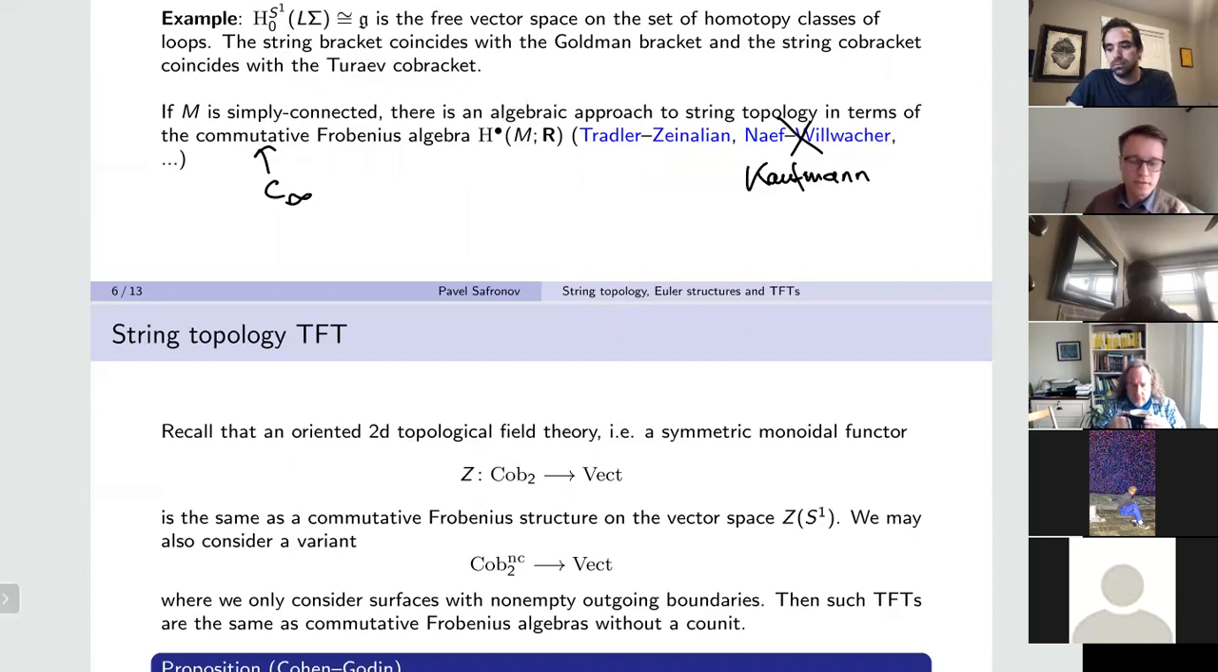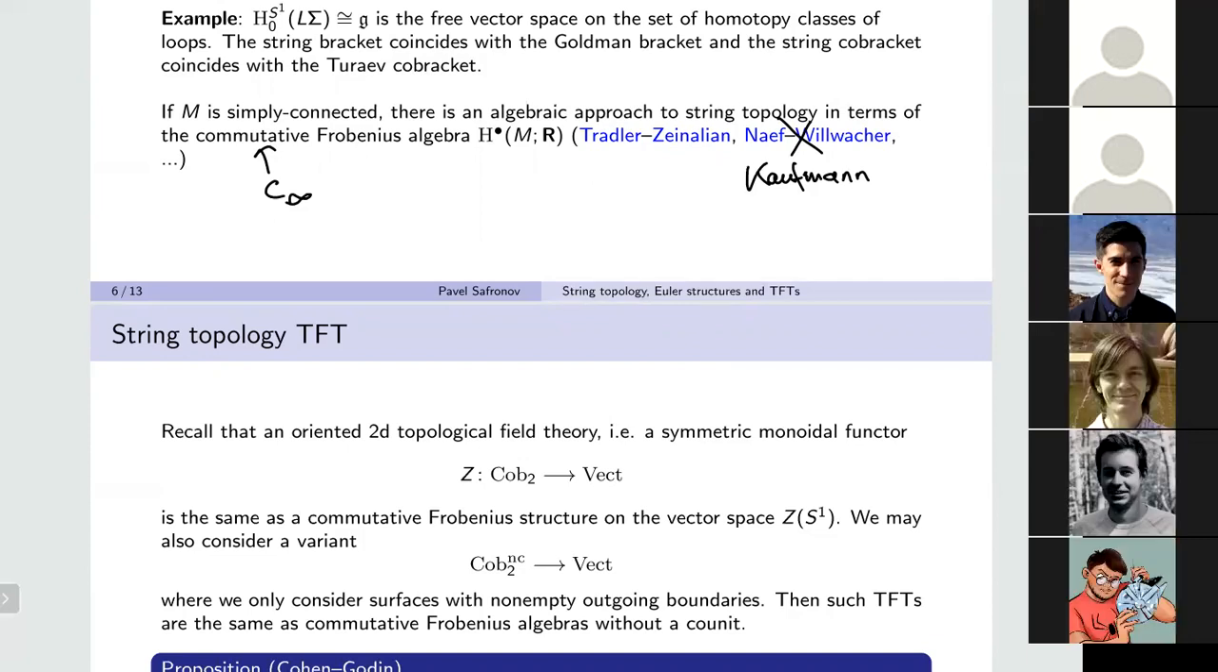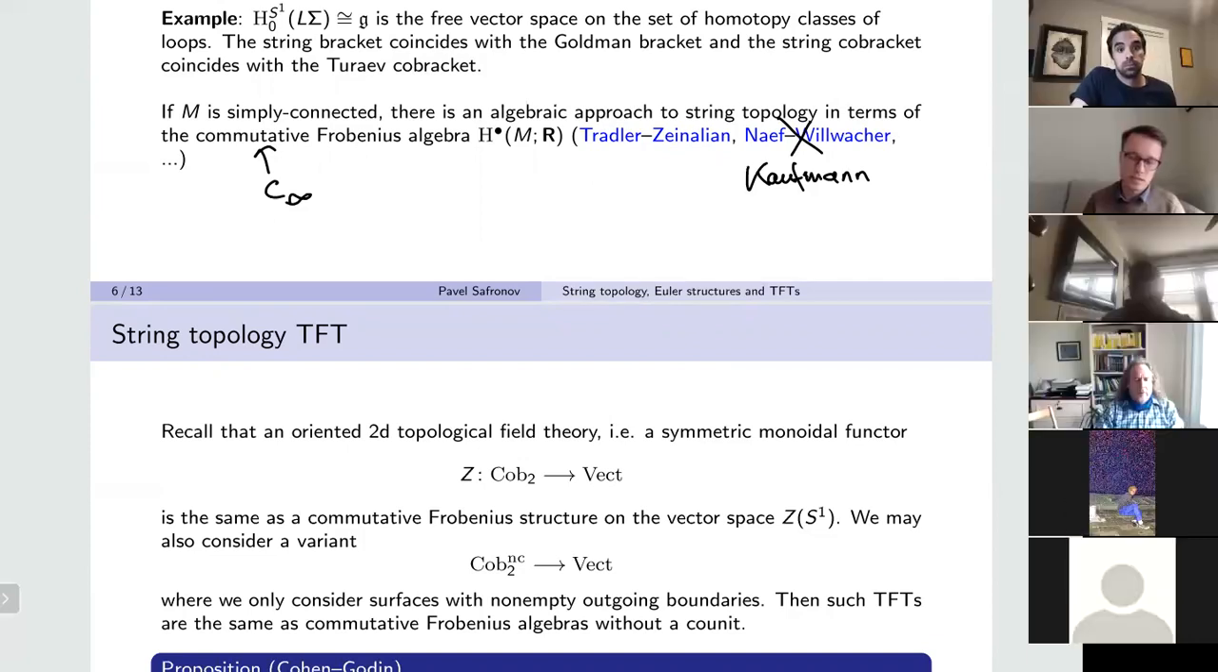You can also look at variants of this setup where you impose certain conditions on your cobordisms. So you might ask your cobordisms to have non-empty outgoing boundaries. For instance, you don't allow a disk which goes from a circle into nothing. Such a disk, in the theorem above which relates commutative Frobenius algebras to TFTs, corresponds to a co-unit. So what you get in this non-compact version of a TFT is a commutative Frobenius algebra without a co-unit.